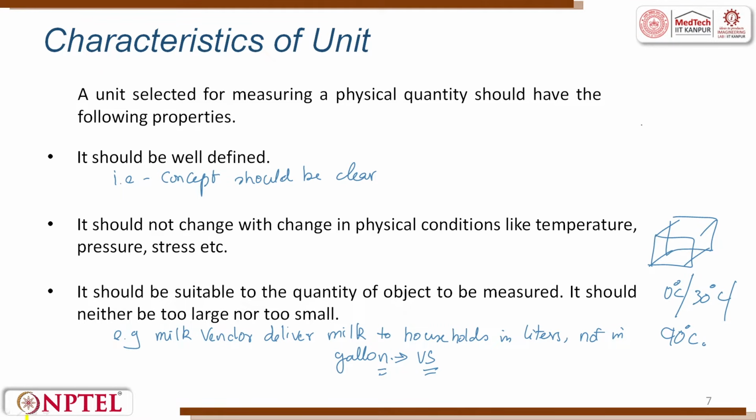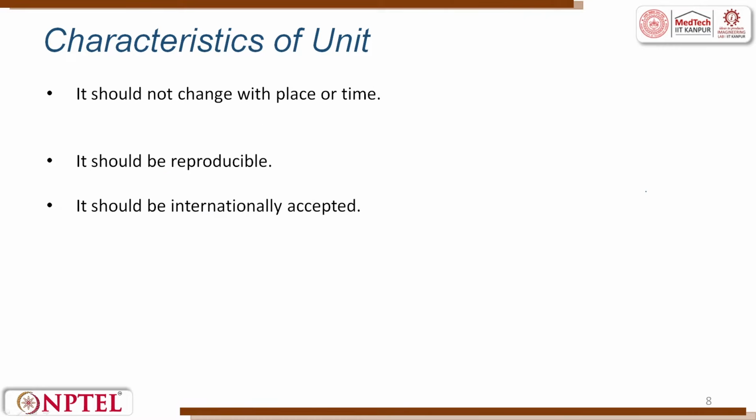The other example is, I cannot say the height of a person who is 1.8 meters in terms of kilometers. I cannot say, okay, 1.8 meters is 1,000th of a kilometer. I cannot say the height is 1,000th of a kilometer. So, when we look into the characteristics of the unit, it should not change with place or time.